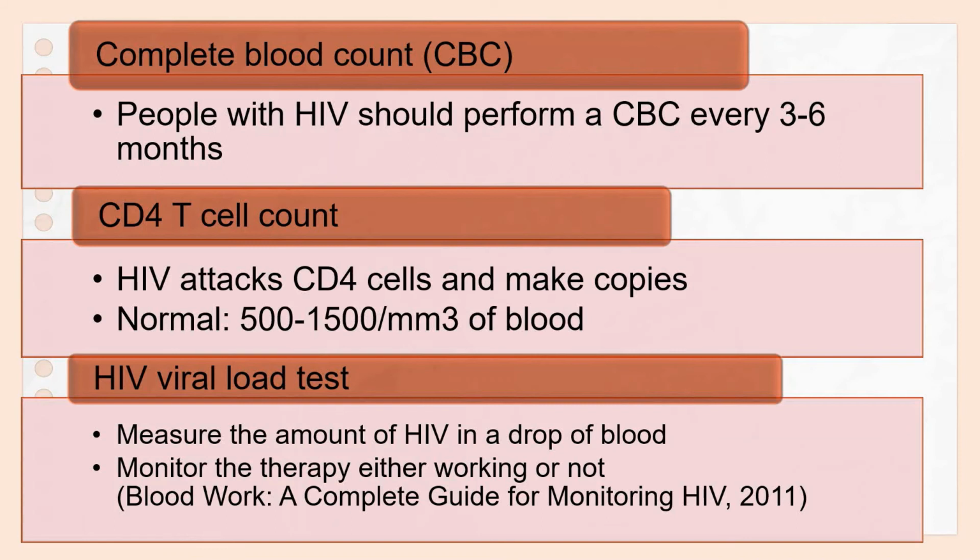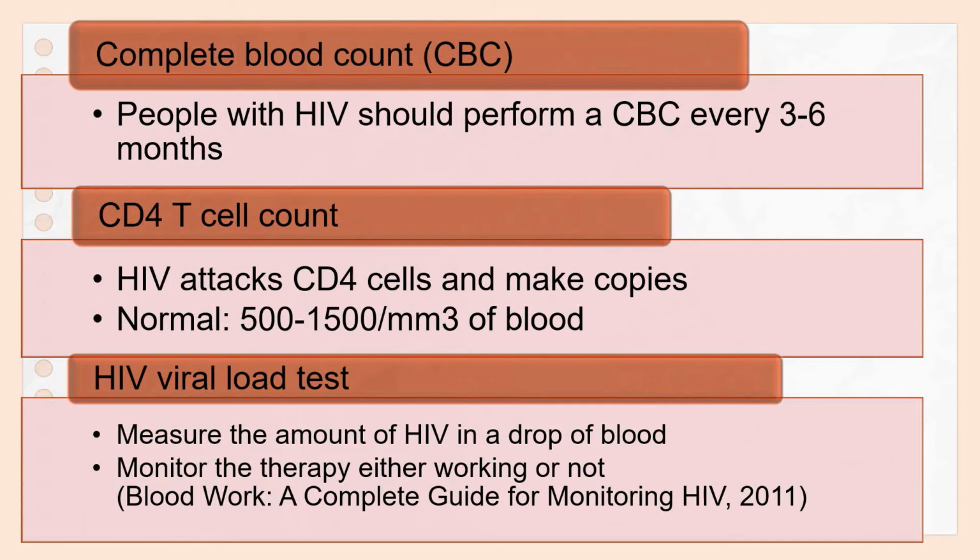Besides, CD4 T-cell count is done to keep track of the immune system. HIV will attack the CD4 cells and make small copies of itself. Over time, there will be a decline in the number of these cells. In HIV-negative people, the normal CD4 cell count is around 500 to 1,500 per cubic millimeter of blood.